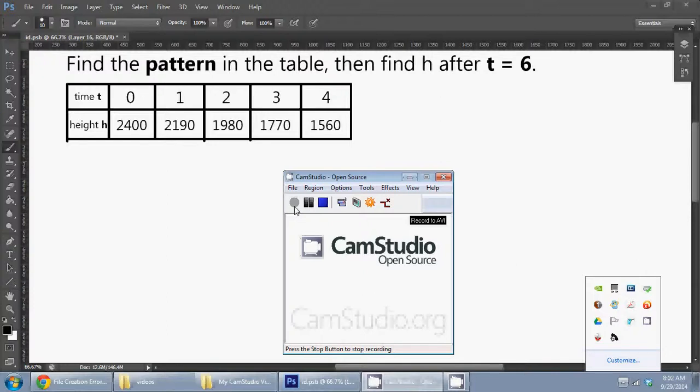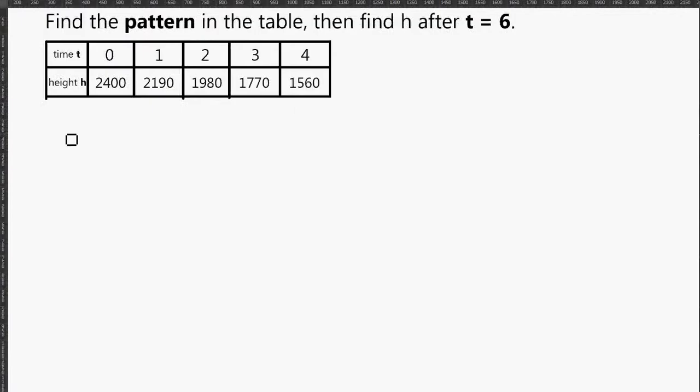This is part 2 of section 1.5, and in this section you'll see there are a lot of problems that have tables in them. And this problem says, find the pattern in the table, then find h, height, after t, time equals 6. And so you can see this table has 2 rows in it. The first one is time, and the second one is height. And then it shows that as time increases, height also changes.